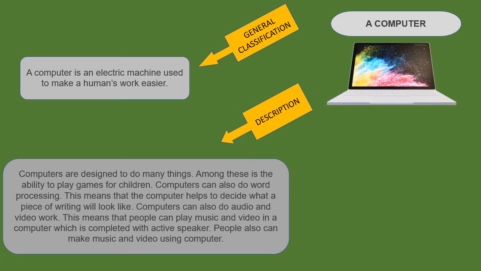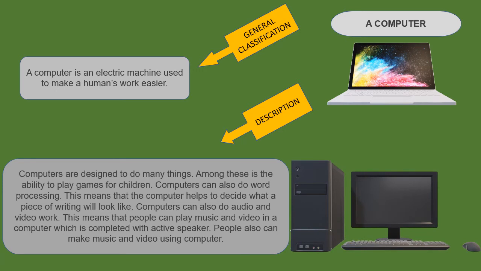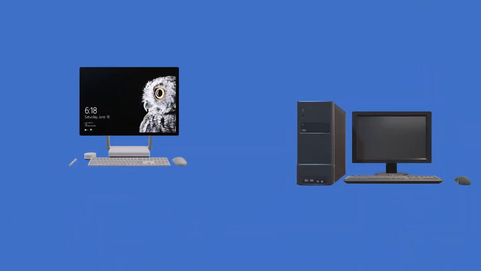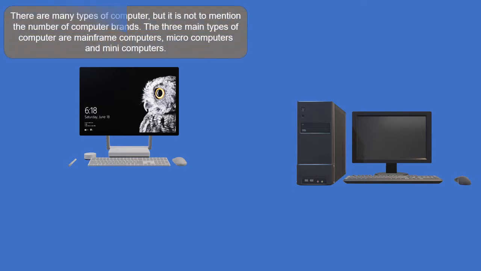Computers can also do audio and video work. This means that people can play music and video in a computer which is completed with active speaker. People also can make music and video using computer. The next paragraph, which is still called description, says, there are many types of computer, but it is not to mention the number of computer brands. The three main types of computer are mainframe computers, microcomputers, and mini computers.